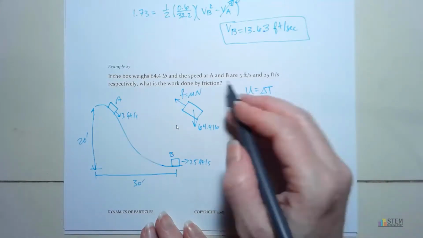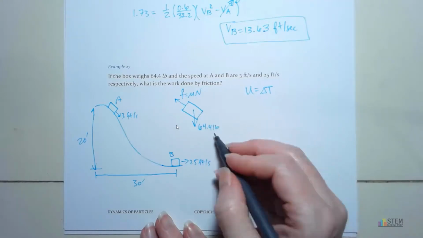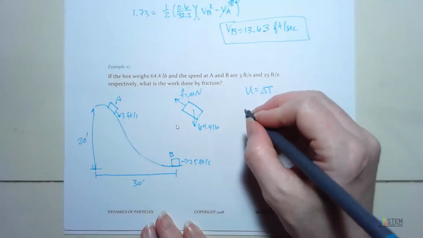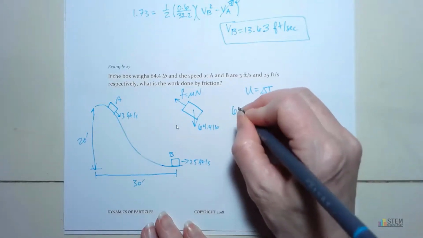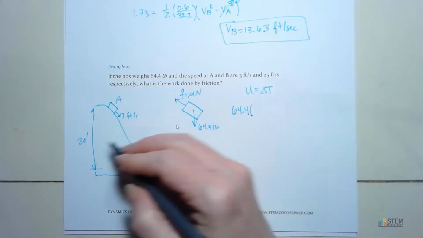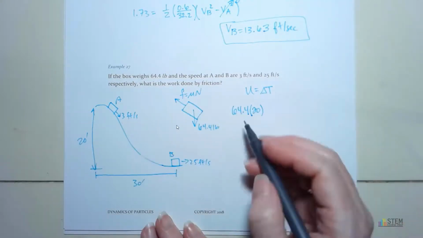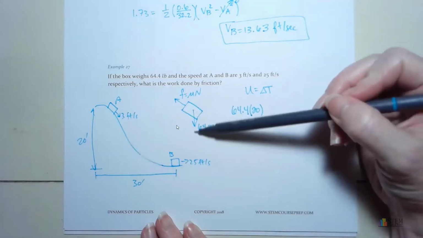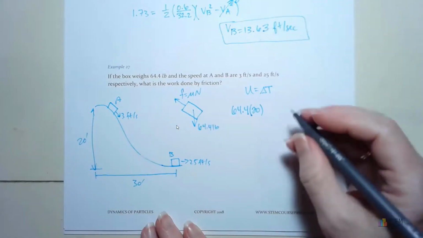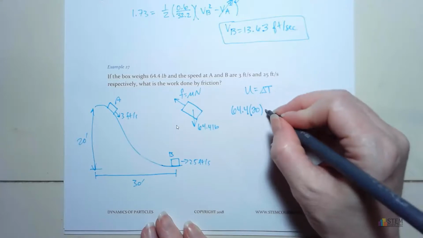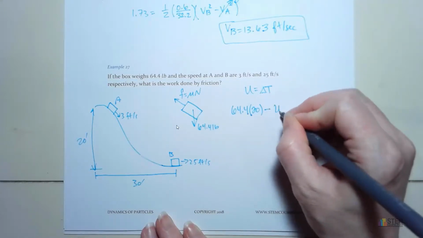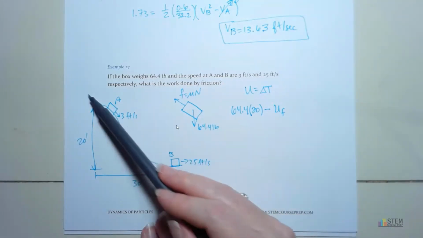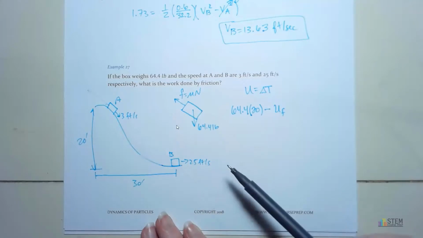So now with that, let's do the weight first. So the weight, obviously we're moving down in the same direction as the force for weight. So we're going to have 64.4. The displacement is 20. And this is positive because the displacement, since we're going down, is in the same direction as the force itself. Okay. Now the friction force, that's what we're looking for. So I'm just going to call this U sub F. And this is negative because I'm going down this way, friction's going back that way.